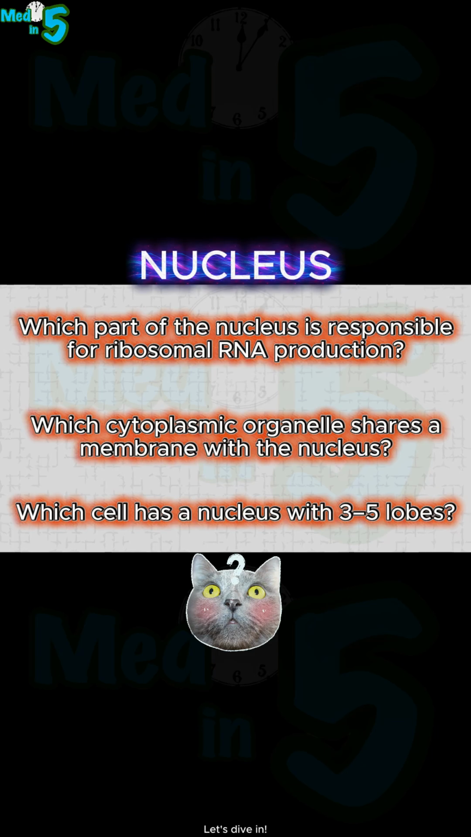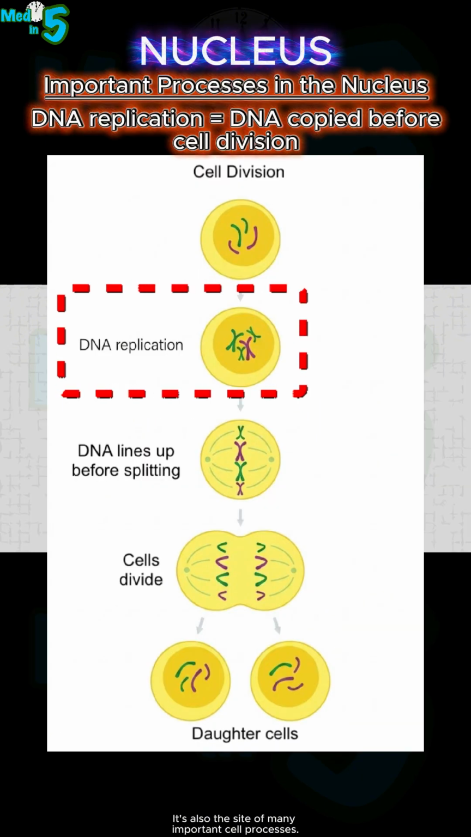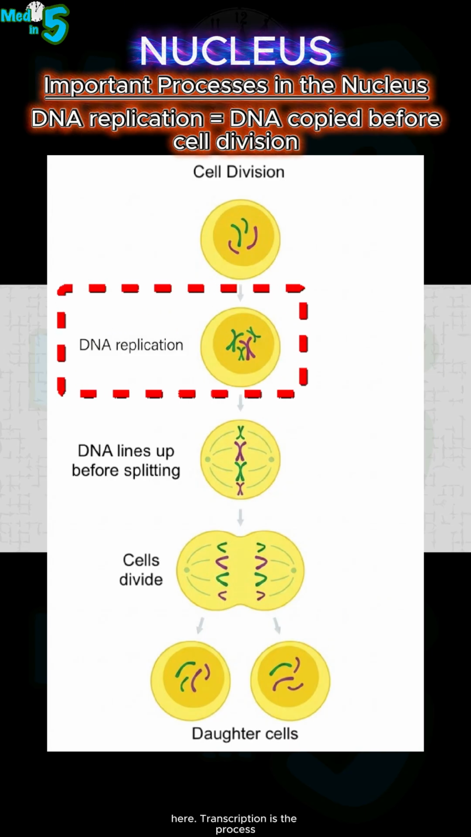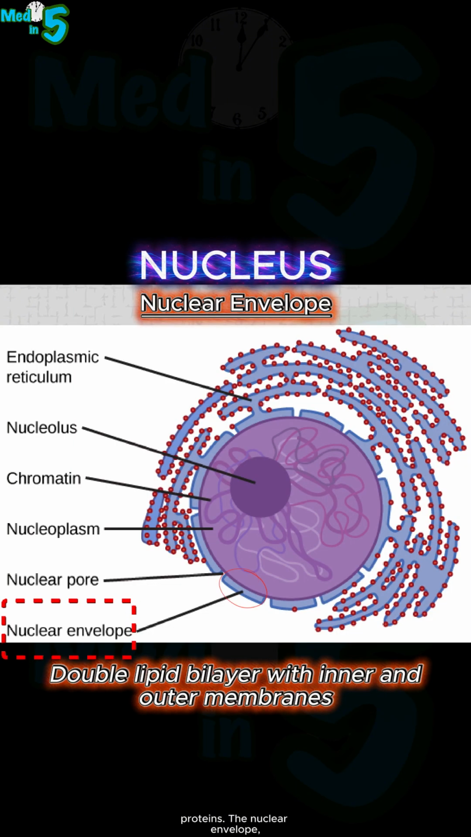Let's dive in. The nucleus is the part of the cell that stores DNA as chromatin inside the nuclear envelope. It's also the site of many important cell processes. DNA replication, where DNA is copied before cell division, happens here. Transcription is the process by which DNA is made into messenger RNA, the message that carries genetic instructions to make proteins.